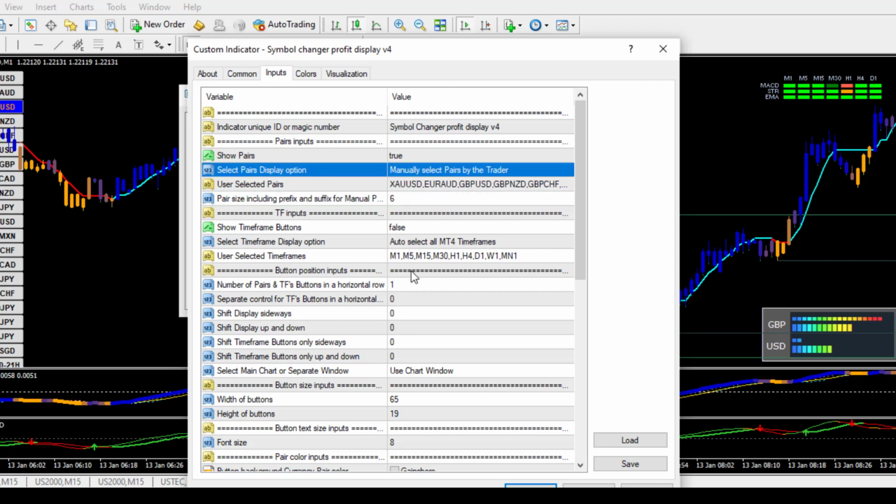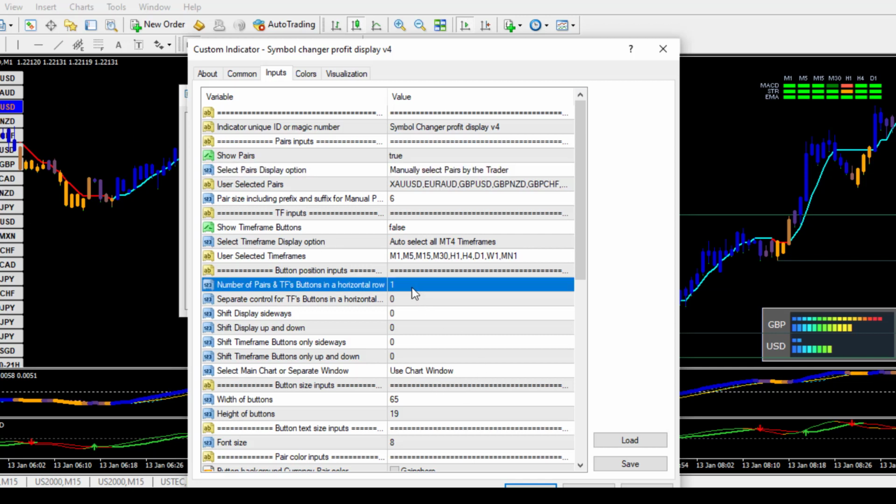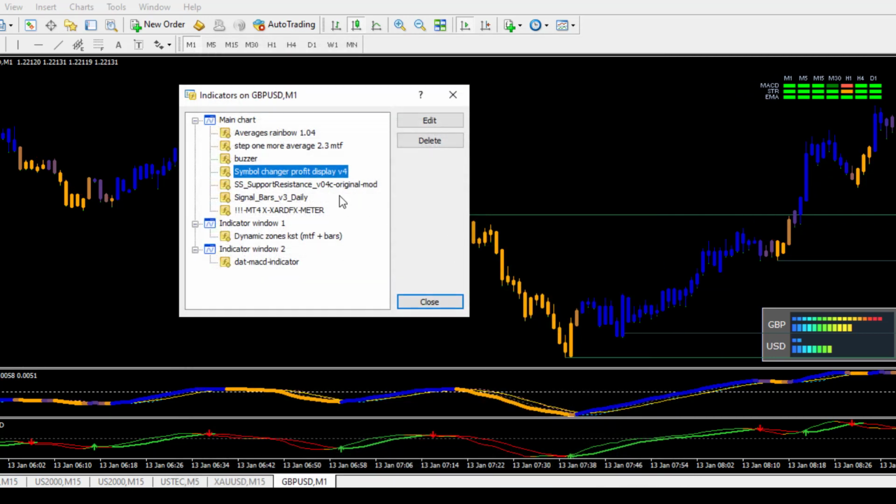Then turn it to manual. There are many numbers of pair or button you want in a row. This is horizontal row. Just put one there, and that's why I have one, and you have everything here. If you want to, just put 2 here, but I'm okay with this. Just click OK once you are done.